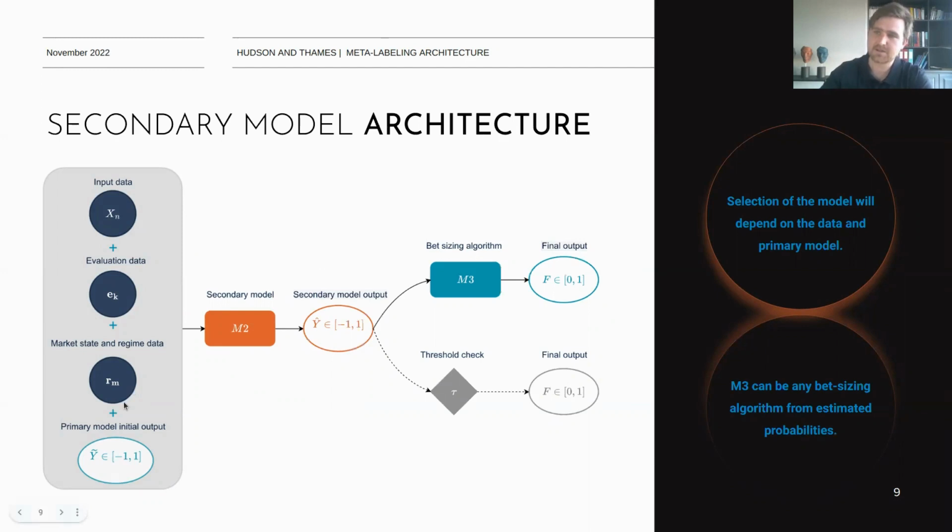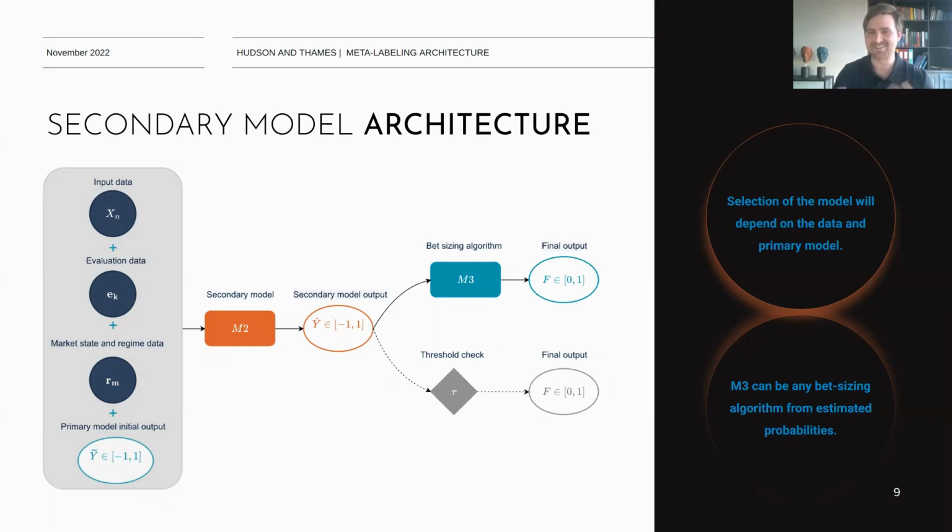And then we have market state and regime data, evaluation data, and the normal input data. This all goes into the secondary model, and then the secondary model aims to model the target variable, which is whether the trade was profitable or not. So this is actually between 0 and 1. Small mistake here, since we wanted to interpret it as a probability because it's going to give us an inherent idea of the risk associated with that specific trade.